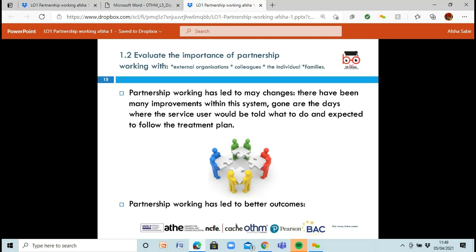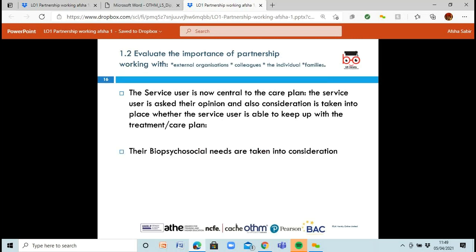Mm-hmm. So when you look at partnership working, it's actually had a lot of changes over the years. There's a lot of improvements. I mean, things go wrong, you learn from them, and then you make them better. That's the way it should work, and it is working in a way. So partnership working has led to a lot of better outcomes. So the service user now, so your patient now, is at the heart of the program. They're at the heart of the care.